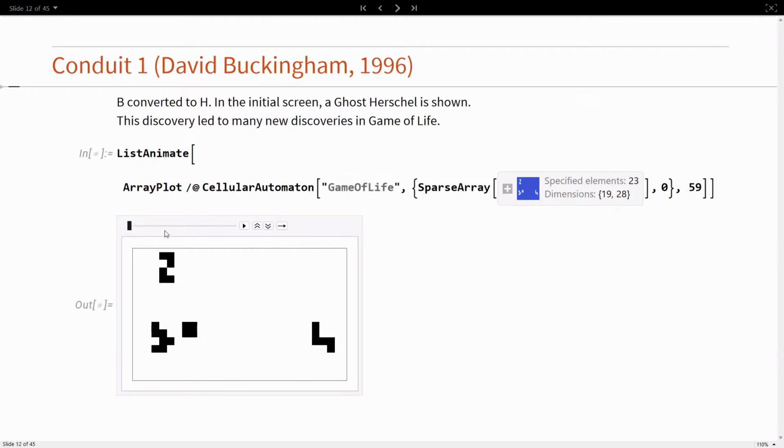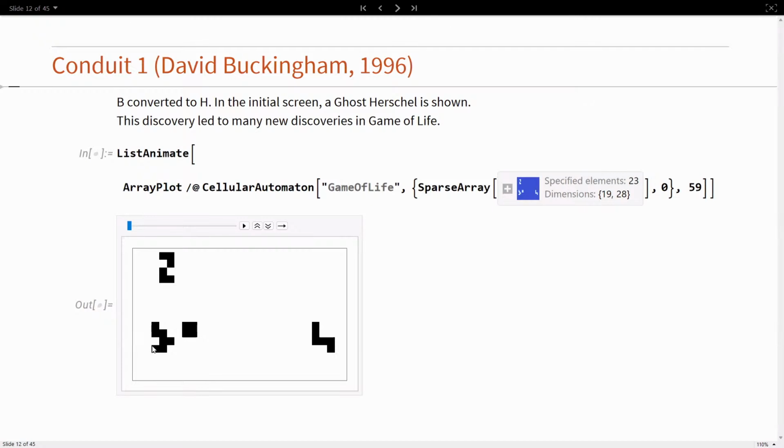So here's one of the first conduits. You have a B pentomino over here, and this is what's called a ghost Herschel. It'll eventually be a Herschel over here with one extra block. This is a good way of indicating where a signal is going to wind up. So as we run it, we get this chaos for a while. But then after 59 steps, we have the Herschel over here, and we've got the block back where it was.